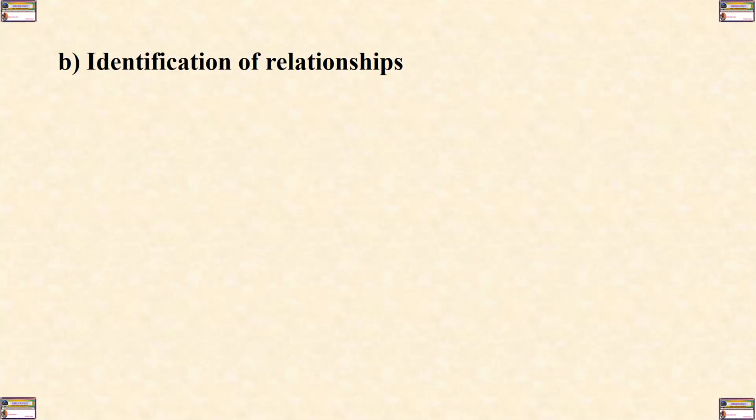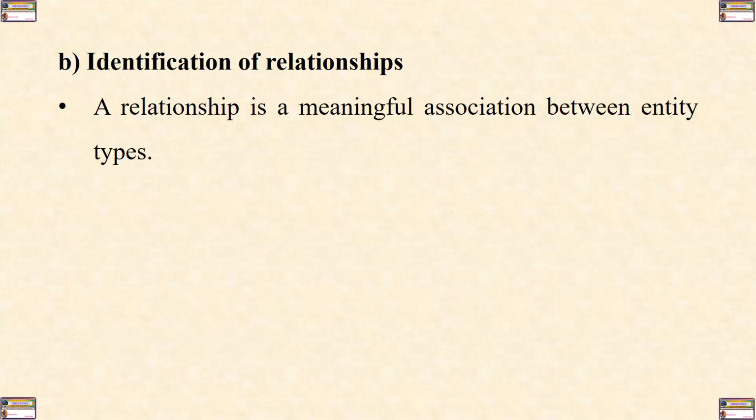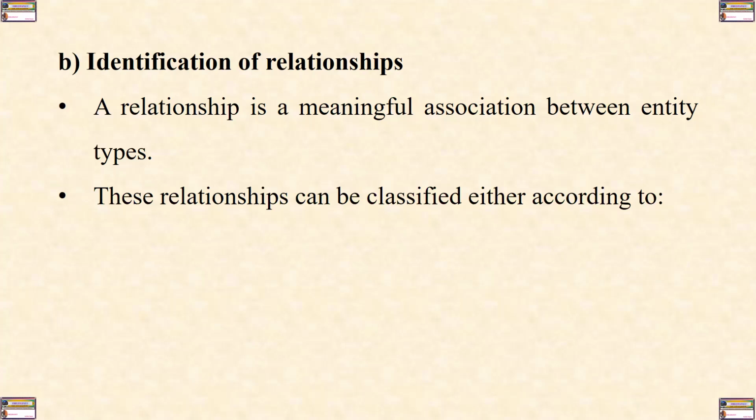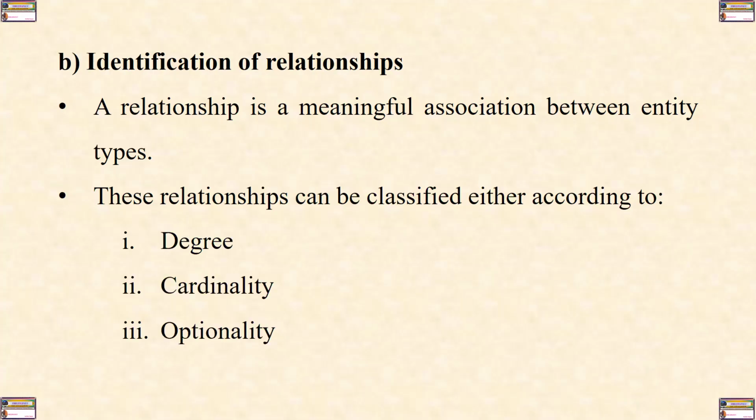Let's now look at how we identify relationships. A relationship is a meaningful association between entity types. These relationships can be classified either according to their degree, their cardinality, or optionality. Remember, when you are creating a relational database, for example, using Access, the tables must have relationships, so that at the end of the day, when each table is related to another or to others, we form what we call a database.